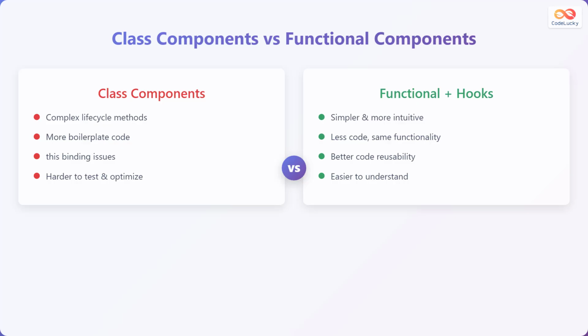Class components often involve complex lifecycle methods, more boilerplate code, and this binding issues, which can make testing and optimization harder. On the other hand, functional components with hooks offer a simpler and more intuitive approach, requiring less code for the same functionality, promoting better code reusability, and making the code easier to understand.